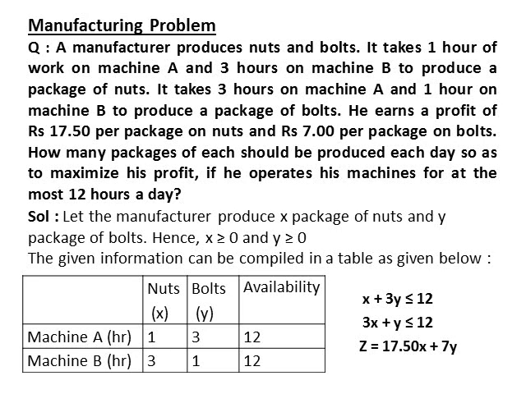Also, profit on one package of nuts is 17 rupees 50 paise. So, profit on X packages of nuts is 17.50 multiplied by X. Similarly, profit on one package of bolts is rupees 7. So, profit on Y packages of bolts is rupees 7Y. So, the objective function is Z equals 17.50 multiplied by X plus 7Y.